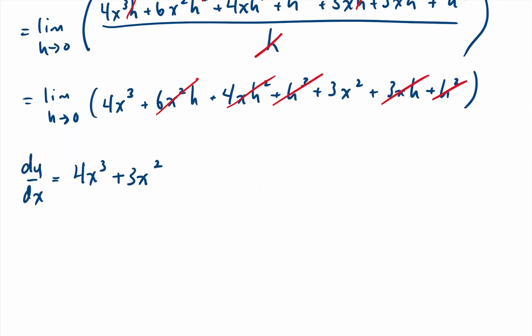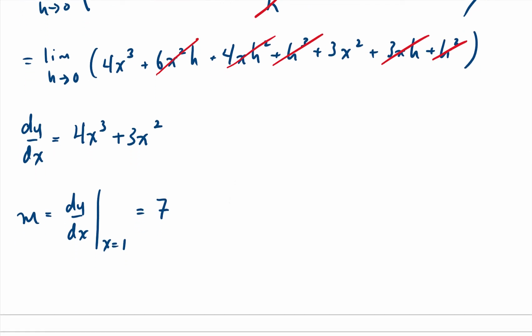All right, so we want the equation of the tangent line at x equals 1. So our first step is to determine the slope. The slope of the tangent line is equivalent to dy over dx evaluated at x equals 1. If we sub 1 into the equation above, we get that the slope is 7. So now we have the slope. Next we need a point. Well, we know the point of tangency is at x equals 1. If we sub 1 into our original function, we get 1 plus 1 minus 3, so it gives us negative 1. So there's our point of tangency.